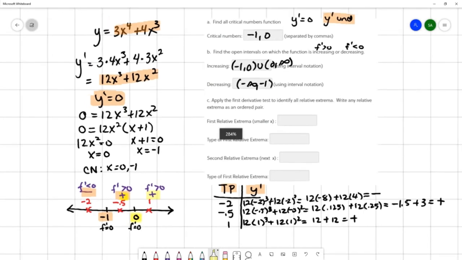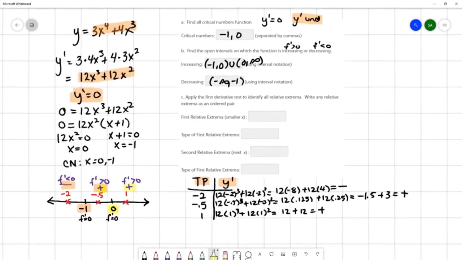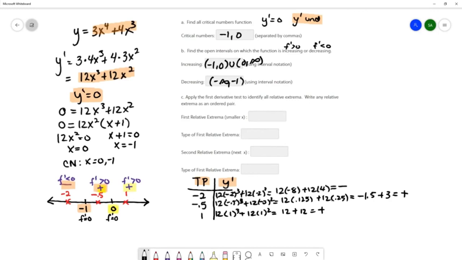So if I want to consider what type of relative extrema I have, I am decreasing on the left and increasing on the right, and that means that at the critical number of -1, we have a minimum, a relative minimum. So we're only going to have one extrema for this question, and that extrema occurs at -1. We've already determined the type of the relative extrema, and that is a relative min.